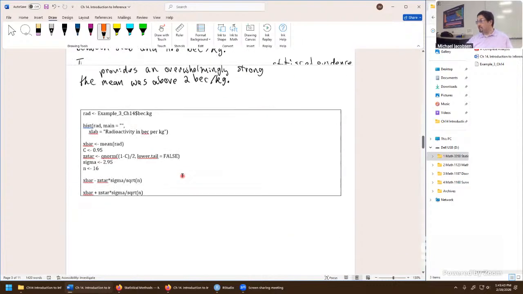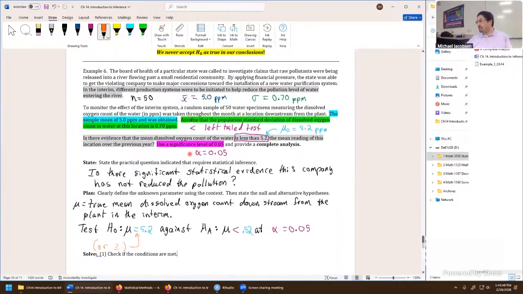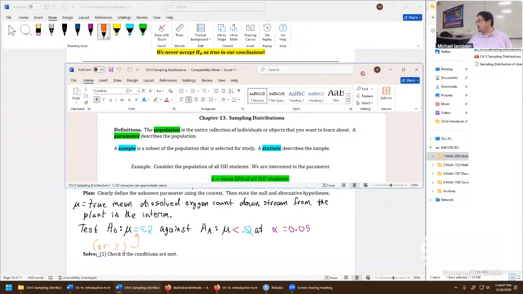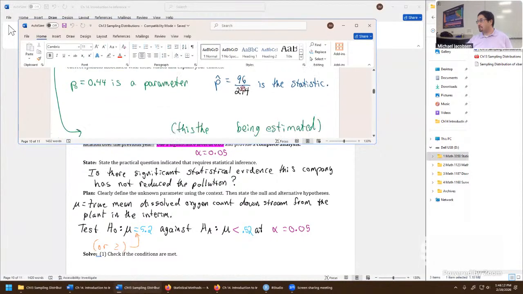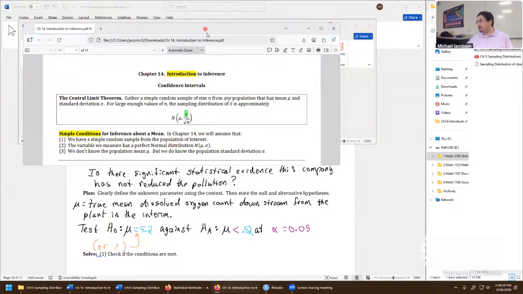But this time in our problem, the situation is different. All we know is that we have 50 observations and the mean of the sample is 5 parts per million. We can't put that in a histogram, but we still have the central limit theorem. So let's bring in the central limit theorem for us. There it is.